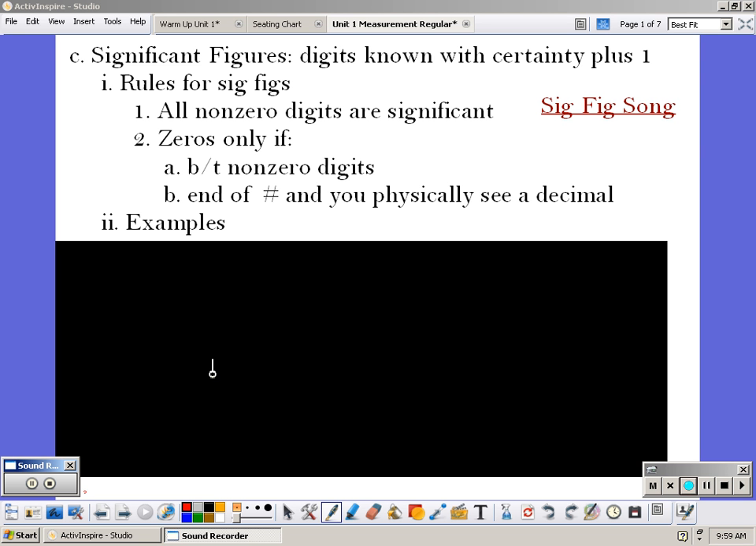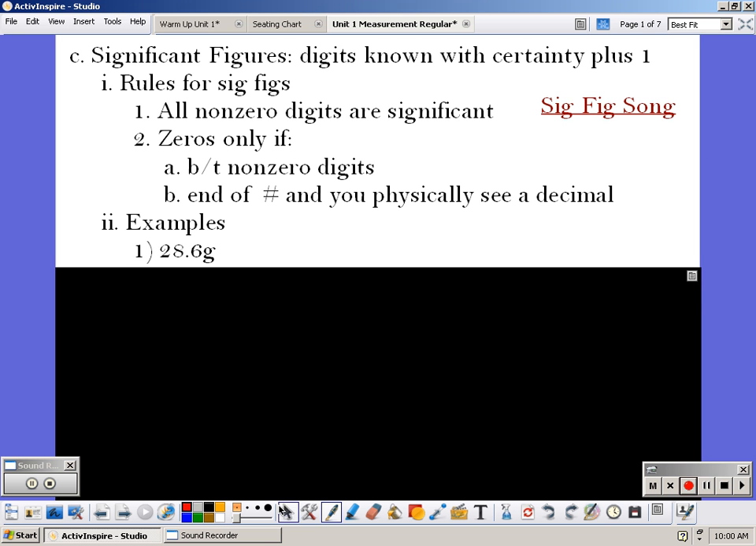Zeros are only significant if they're between two non-zero digits, like 1, 0, 1. The 0 would be significant because it's between two ones. If it was 1, 0, 0, 1, both zeros would be significant because they're both between two non-zero digits. So it doesn't matter how many zeros are in between, as long as they're in between two non-zero digits, they count. Zeros also count if they're at the end of the number and you physically see a decimal.